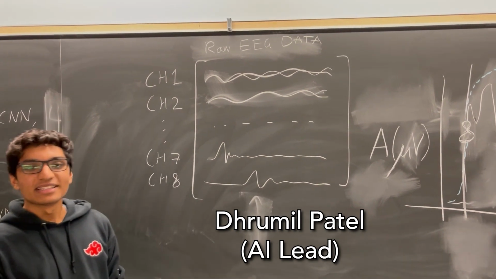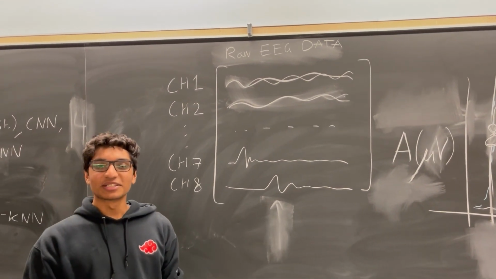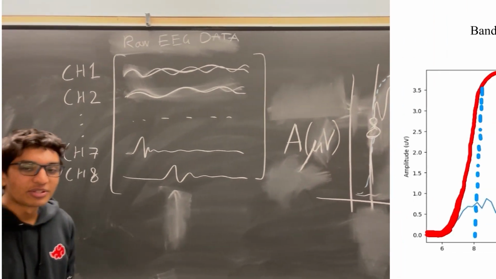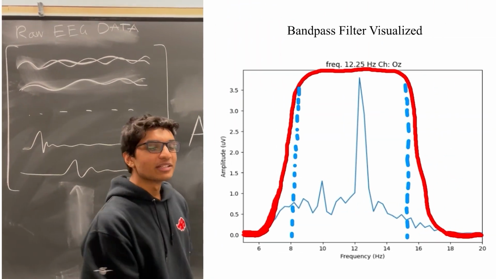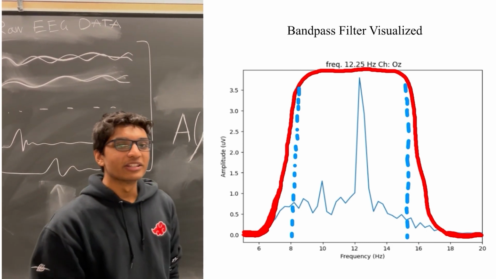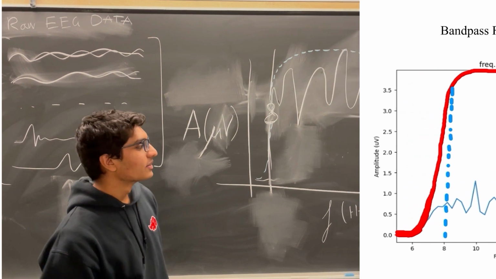Before we apply any feature extraction or classification techniques, we need a way to pre-process our raw EEG data. Our stimulus frequencies lie only between 8 Hz and 15 Hz, which means that we can apply a bandpass filter and remove any irrelevant components.